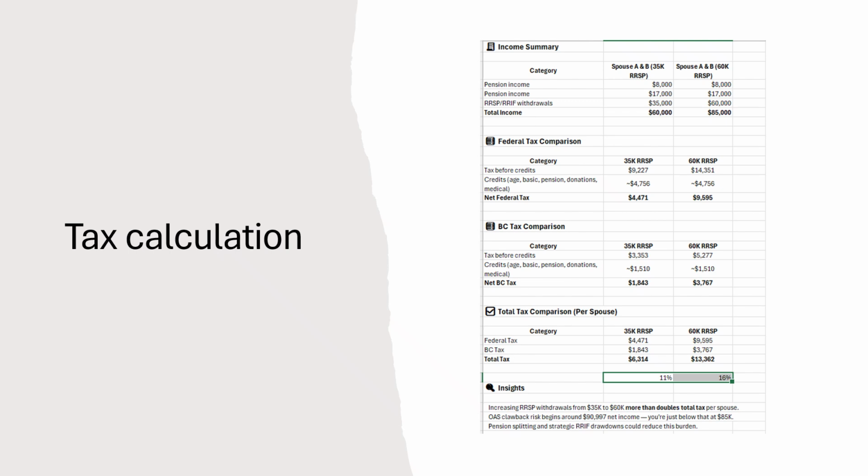The following is a breakdown of the taxation on different amounts of income. As shown, we've got $60,000 and $85,000 amounts, and one is 11%, the other one's 16%. I use 17%.